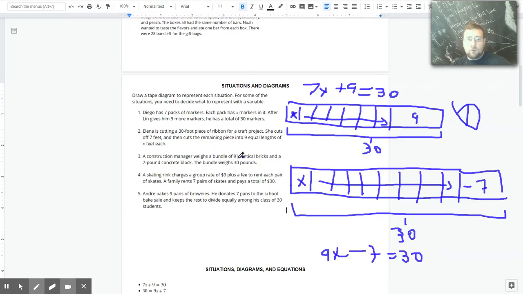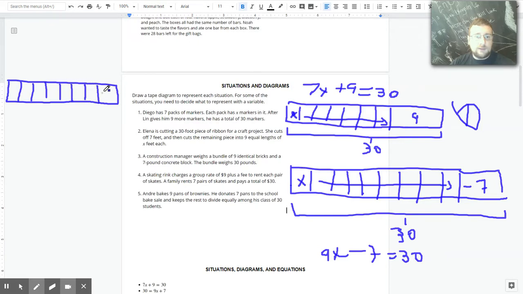Now you have a construction manager that weighs a bundle of 9 identical bricks with a 7-pound concrete block, and the total weight is 30. So once again, you have 9 identical bricks. 1, 2, 3, 4, 5, 6, 7, 8, 9. But you also add to that a 7-pound block. Now, we don't know how much each of the bricks weighs, but we know there's 9 of them, and then we know that the total mass is still going to be 30 pounds.